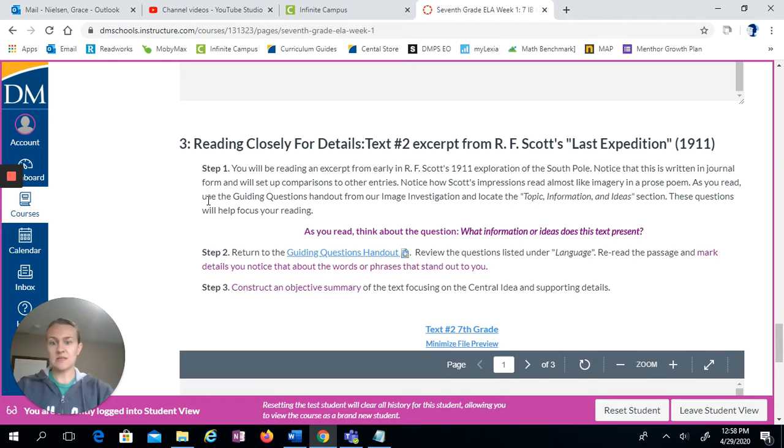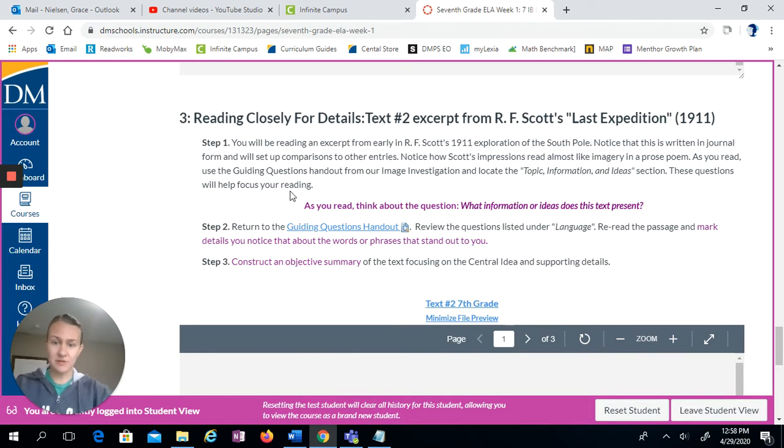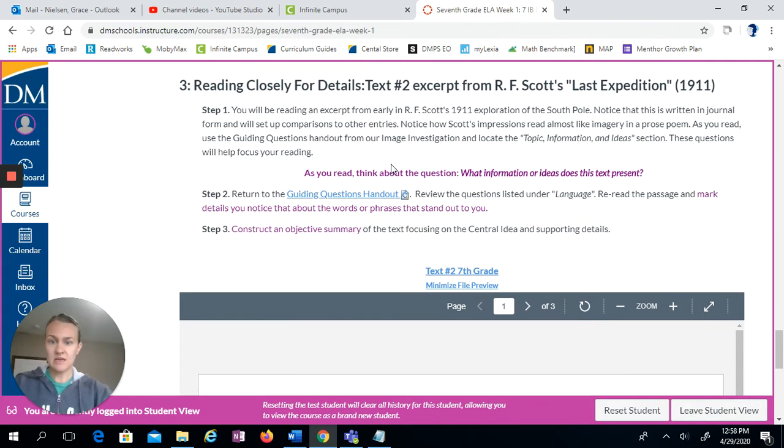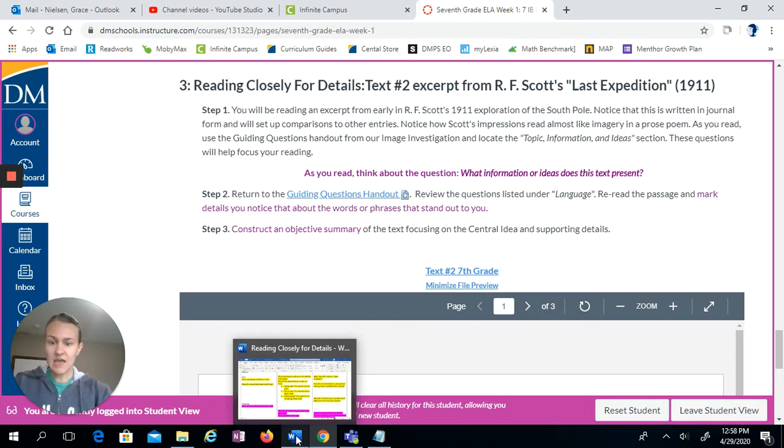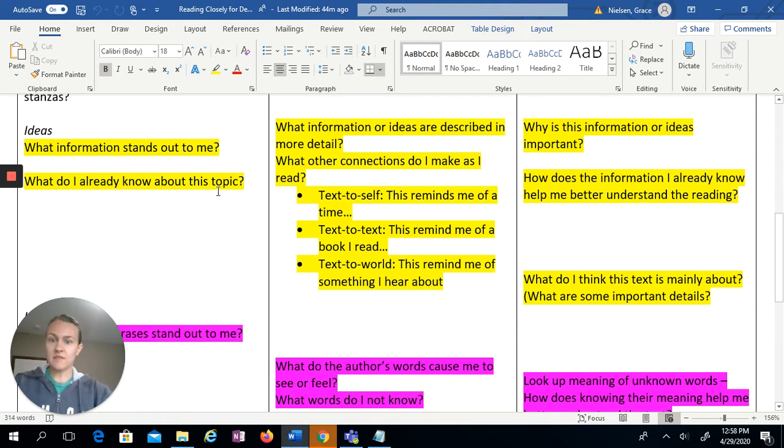As you read, use the guiding question handout from your image investigation and locate the topic, information, and ideas sections. These questions will help focus your reading. As you read, think about the question, what information or ideas does this text present? So we're going to read it once, and you're going to focus in on these idea questions. So they're highlighted in yellow right here, okay?